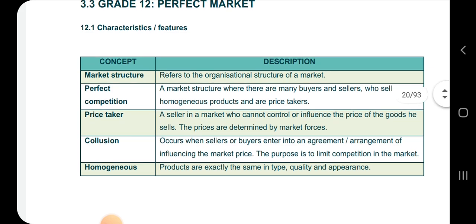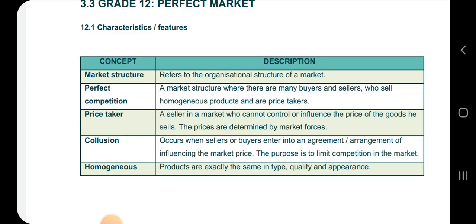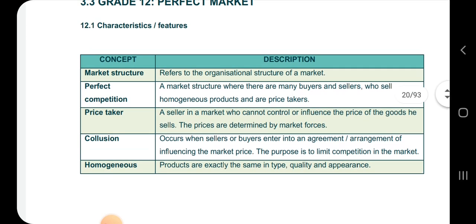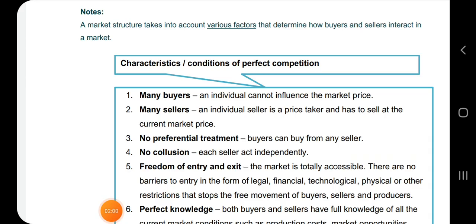In today's topics, it's very important that you know market structure, what is a perfect competition, the price taker, collusion, and homogeneous. So it's very, very important that you know these 5 concepts, and the description is also written there on the right hand side. All right, so we're going to start with characteristics and conditions of a perfect market.